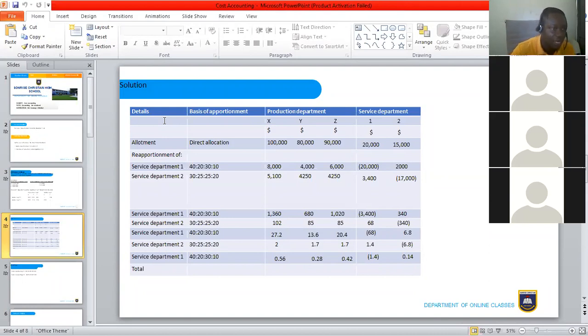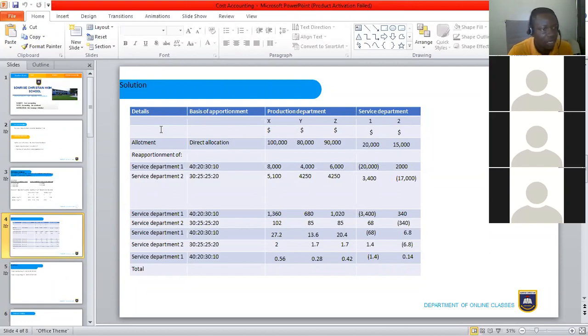Then you need to create these columns: the details, the basis of apportionment, the production departments, and then the service departments. You all agree with me that from the question, they only gave us 3 production departments, which is X, Y, and Z. And then we've been given 2 service departments, which is service department 1 and service department 2. So in your solution, all this must be made clear.